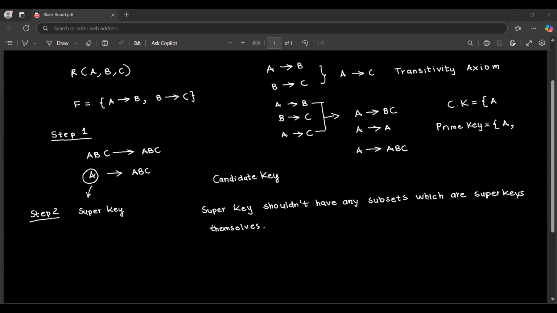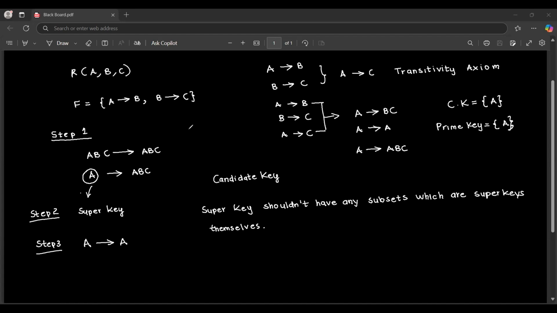Now we have to see whether A is functionally dependent on any other attribute. We can see that A is not functionally dependent on any other attribute. So according to step three, A is only dependent on A, and there are no other dependencies of A. So we can say A is the only candidate key and the only prime key attribute.